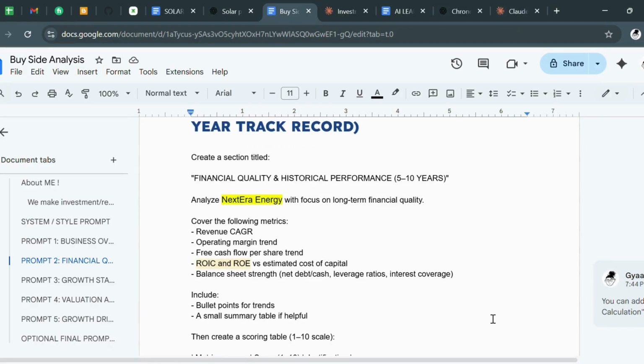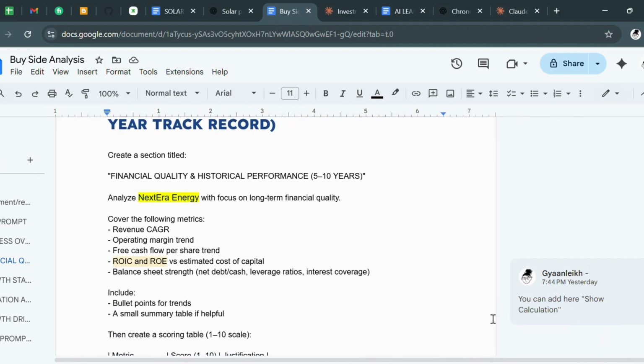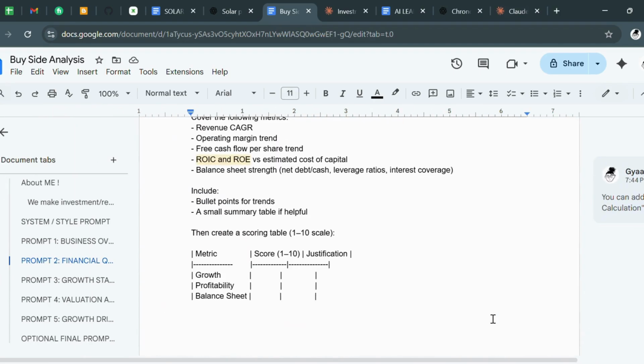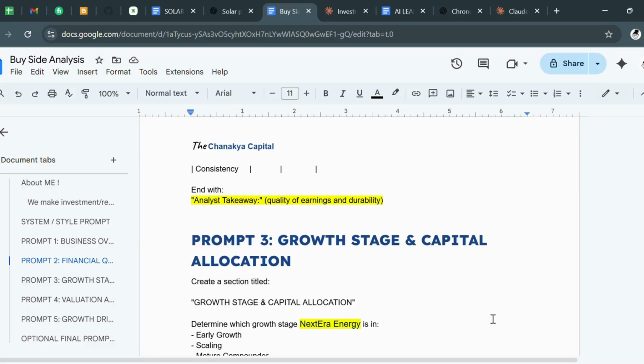Then again, you can change the name here. CAGR, operating margin trend, free cash flow per share trends, ROIC, ROE. You can add show calculation, which I haven't added. So you can modify all these things, and these are all things that need to be added. Then again, an analyst takeaway.